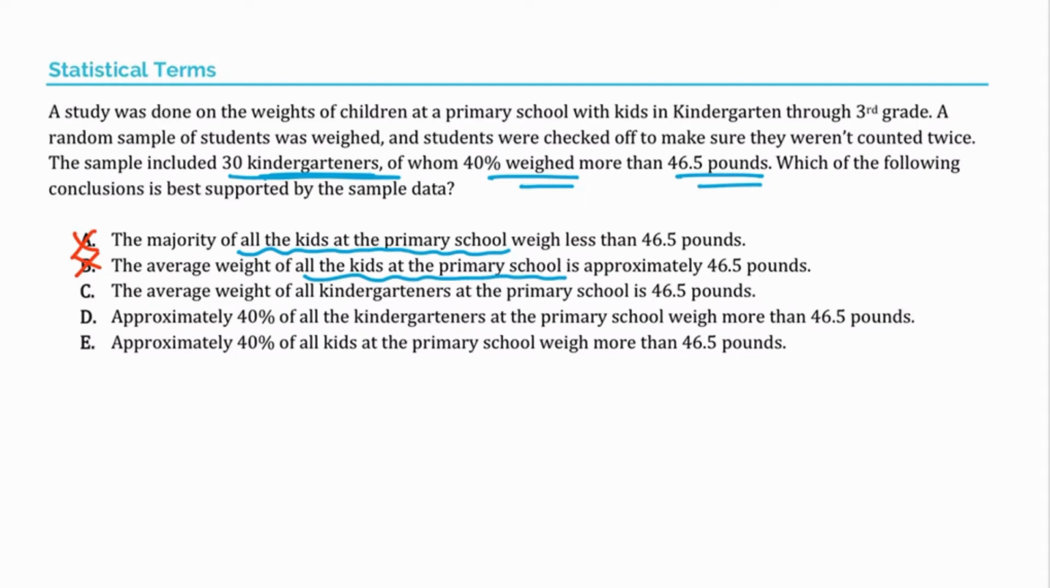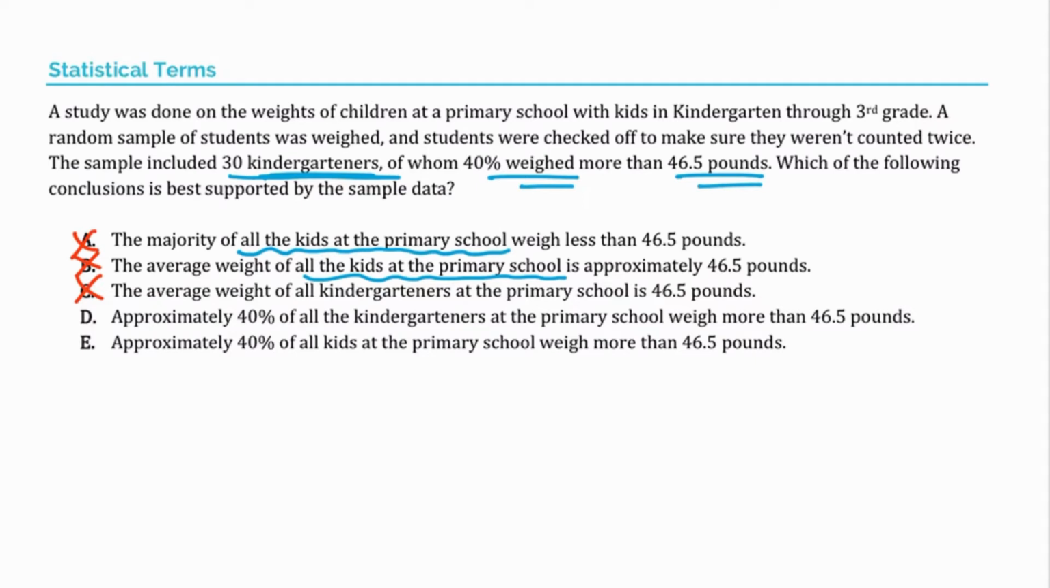C, the average weight of all kindergartners at the primary school is 46.5 pounds. Again, the problem here is that it didn't talk about the average, right? It just said that 40% weighed more than 46.5 pounds. So if it's not referencing the average, then I can't make a conclusion about an average. Can we conclude that approximately 40% of all the kindergartners at the primary school weigh more than 46.5 pounds? Guess what? That is the correct answer.